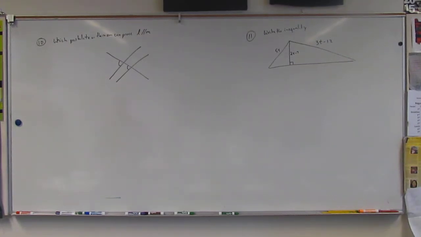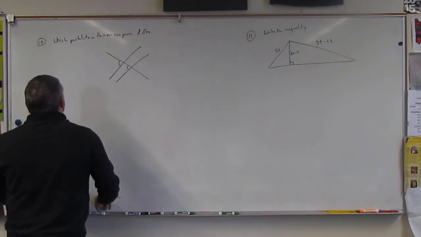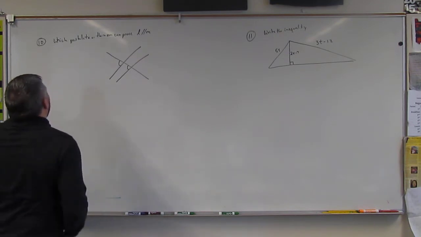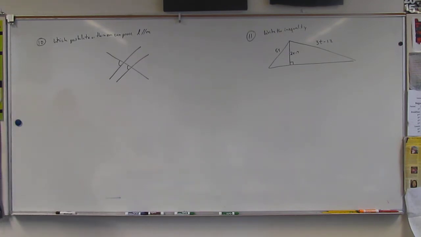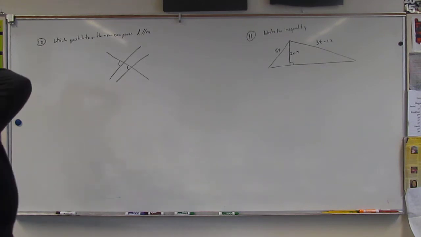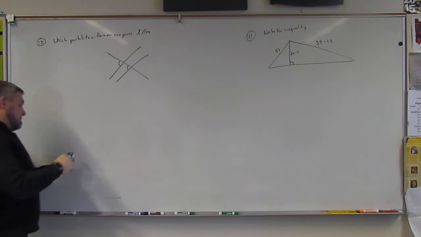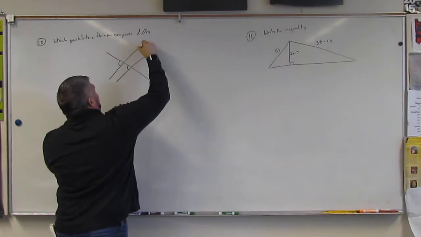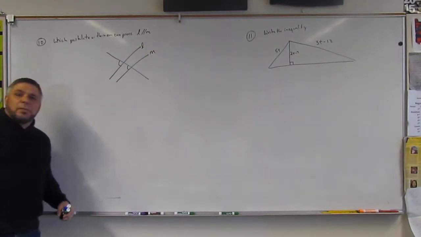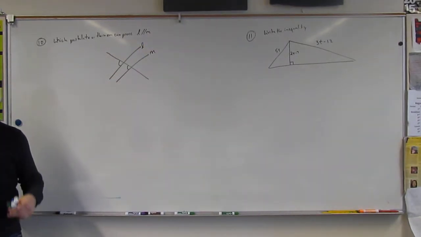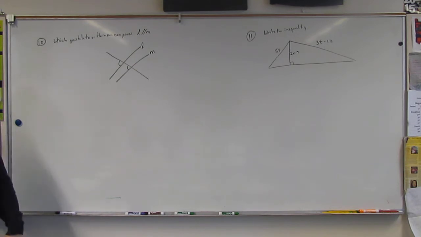All right, 10 and 11. So number 10 says, which postulate or theorem can prove that line L is parallel to line M? Okay? And we have to know, okay, well this is L and this is M. And we don't know that they're parallel. We're trying to prove they're parallel, right?